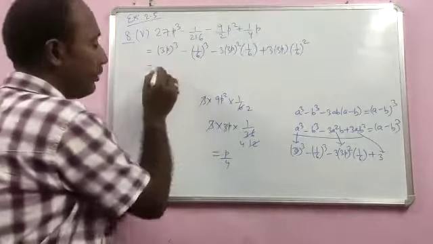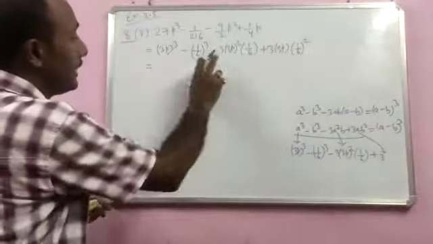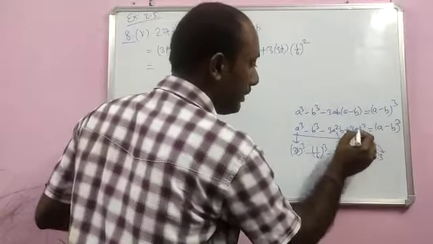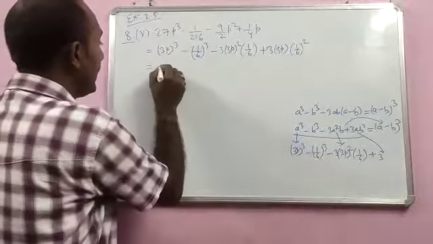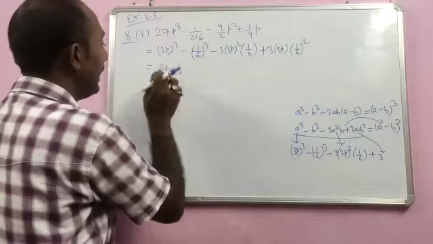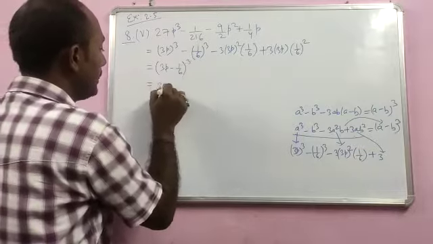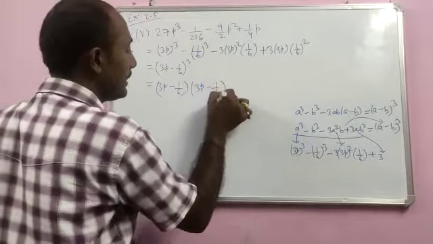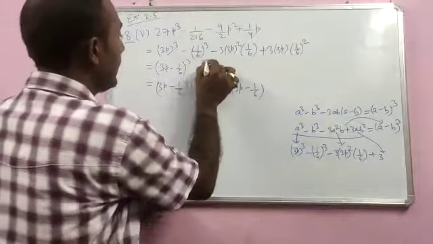Now, since we find that this is in the form a cube minus b cube minus 3a square b plus 3ab square, this can be written as a minus b whole cube. So we can write it as 3p minus 1 by 6 whole cube, because here your a part is 3p and b is 1 by 6. Whole cube means we will write it thrice: 3p minus 1 by 6, 3p minus 1 by 6, 3p minus 1 by 6. So this is how to factorize, and here you will write the reason.